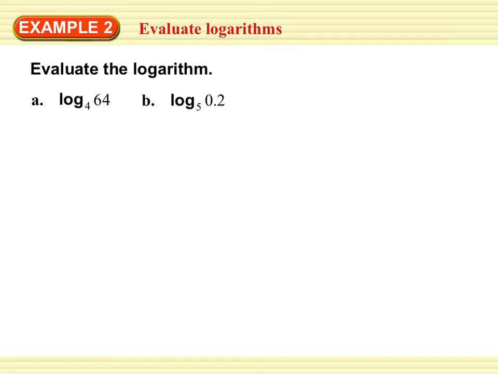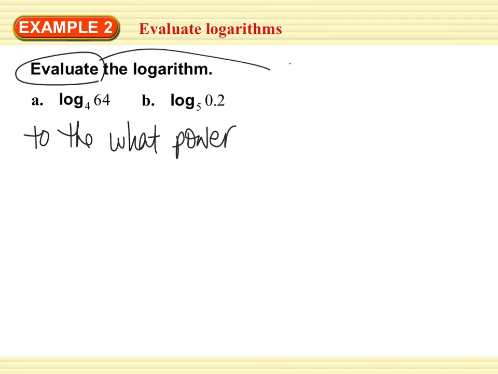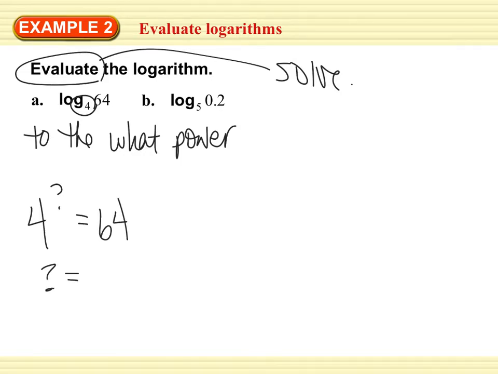All right, moving on. Here for evaluating the logarithm, we ask ourselves questions. Every time I teach this, I just call it the what if, or to the what power, to the what power. Okay, so evaluate just means solve every time in math language. So this right here is ground level. 4 to the what power equals 64. Okay, the what power equals 3.